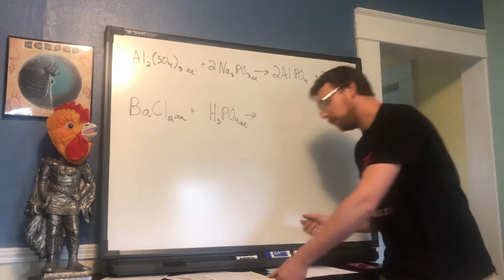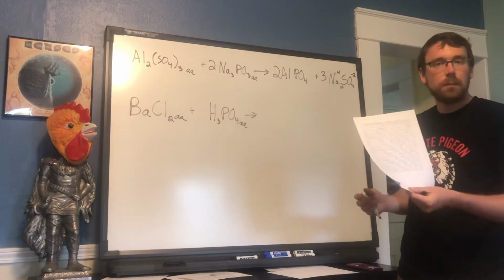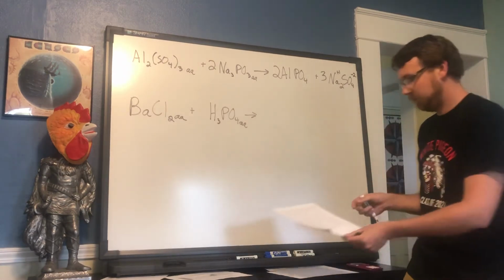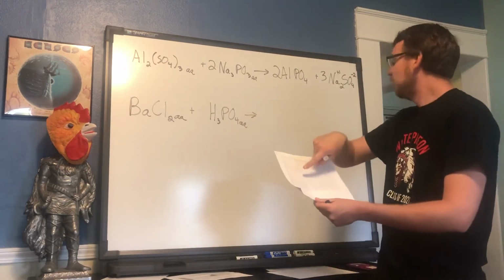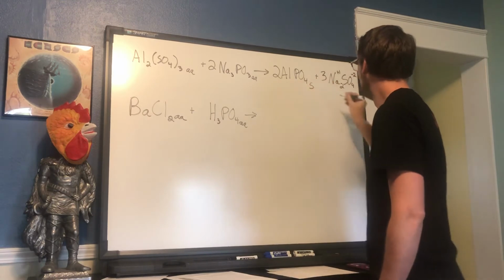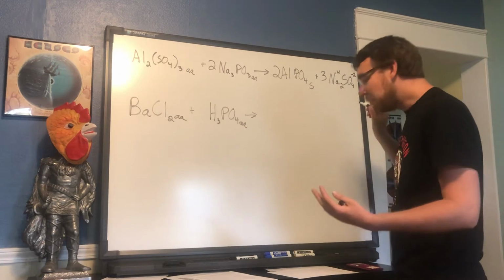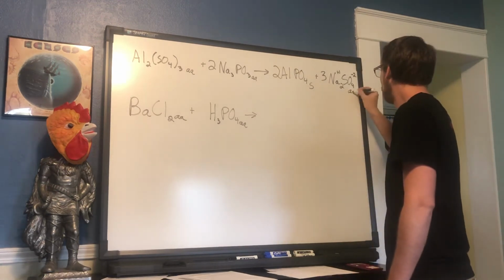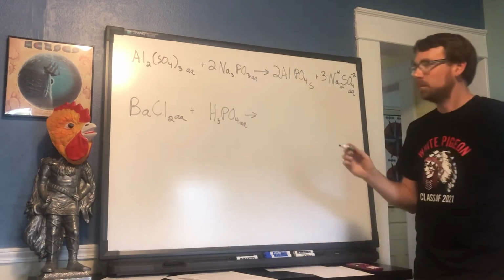Last thing we need to do is we need to look at the table and we need to determine what is soluble and what is insoluble. So from our table, if we find aluminum and we find phosphate, that is a solid. If we find sodium and sulfate, that is aqueous. So we are going to have a reaction here.